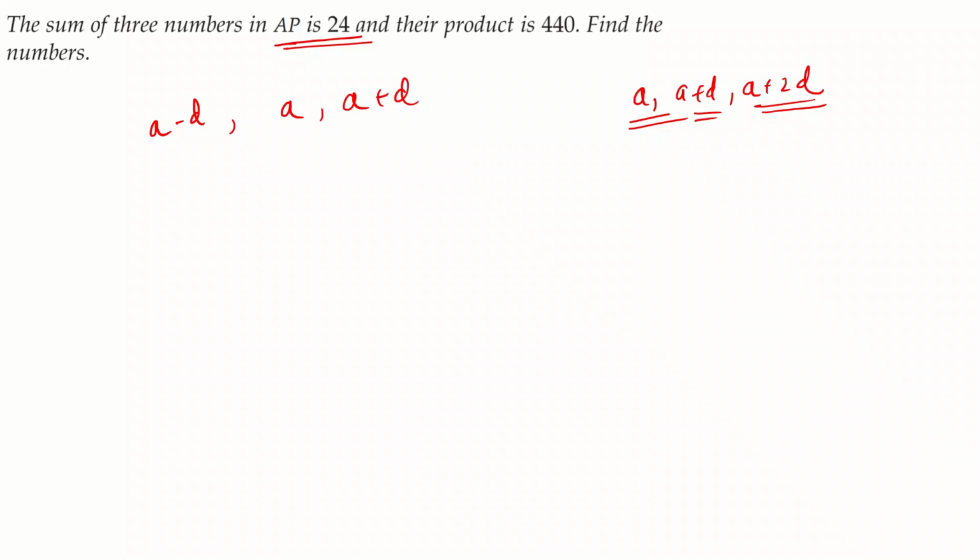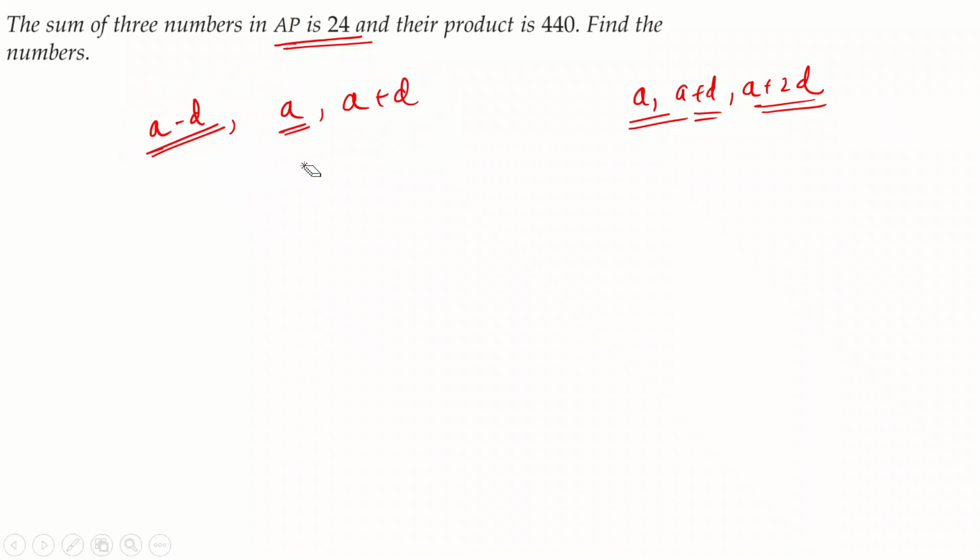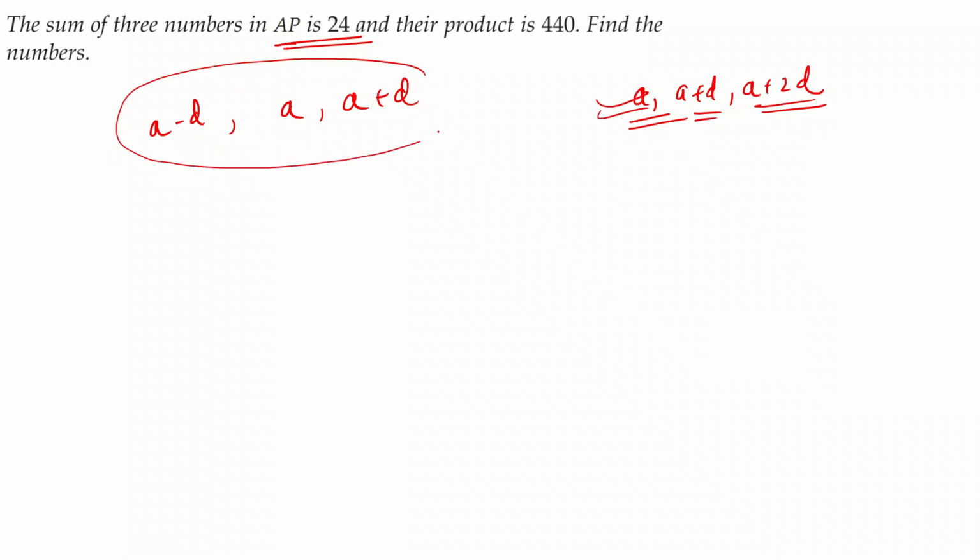But this will not give you ease in doing the question. If you take these three numbers as A minus D, A and A plus D, they are also in AP, because you constantly keep adding D and you get the next number. If you add D to A minus D, you get A. If you add D to A, you get the next number. So these numbers are also in AP, but the advantage will be clear to you in a few moments when I solve this question. Remember, it's always up to you which three numbers to take as AP, but this combination will give you far more ease in solving the question.